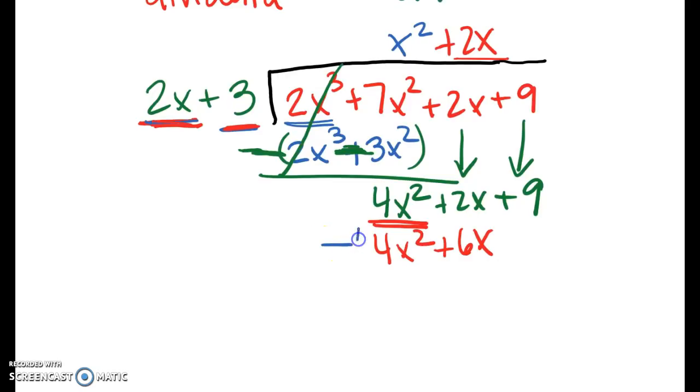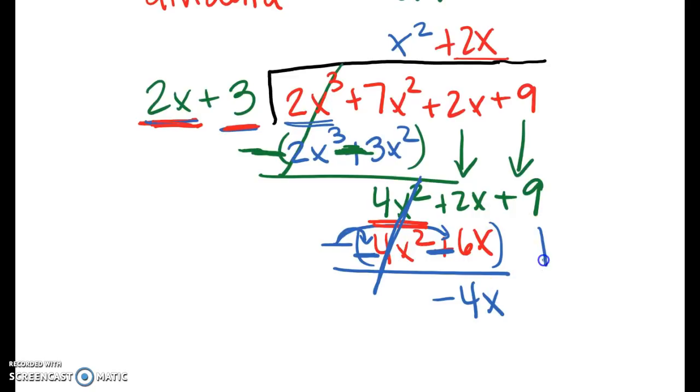Again, we're going to go ahead and subtract this polynomial. I need to make sure that I distribute my negative to each of these. So if I distribute that negative, I get a negative 4x squared and a negative 6x. 4x squared minus 4x squared cancels. 2x minus 6x is a negative 4x. And I bring down my 9.